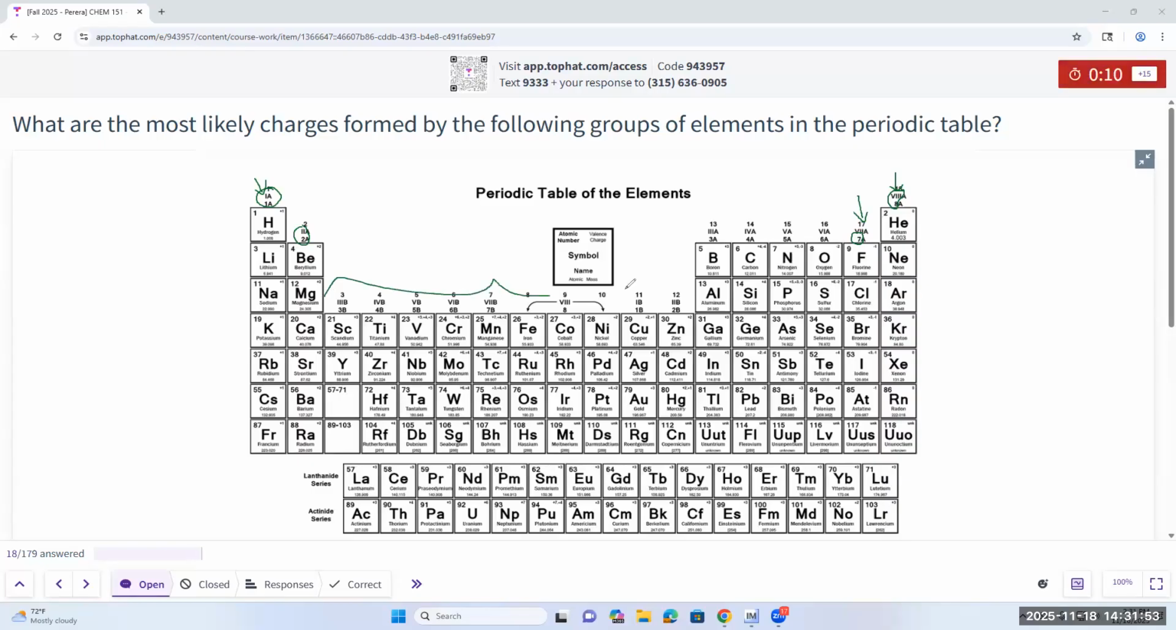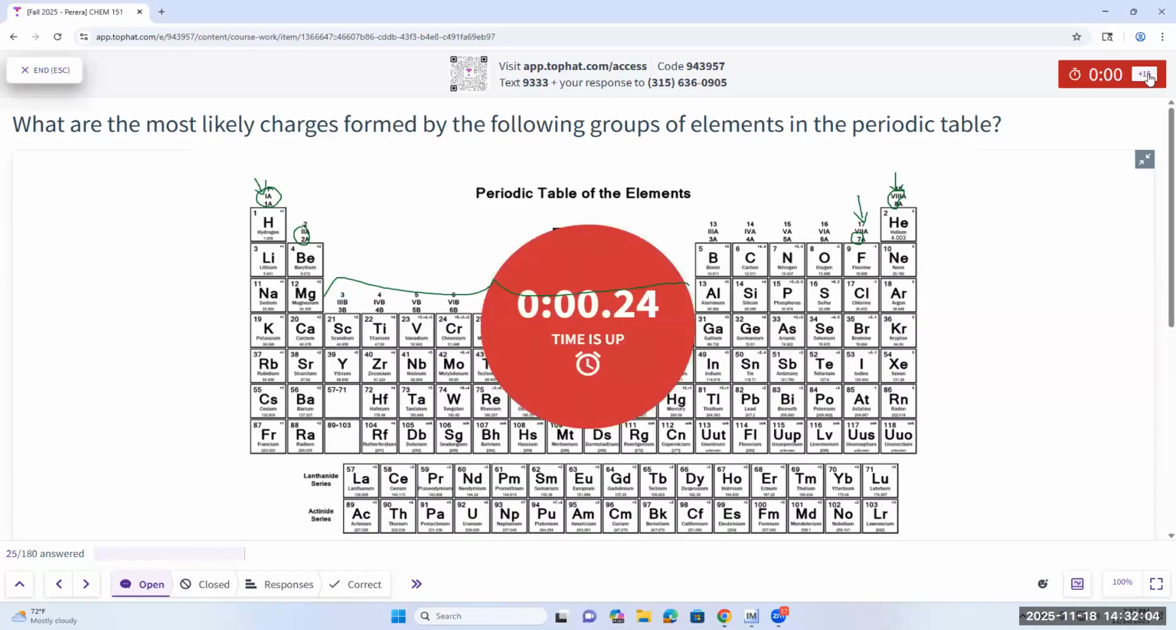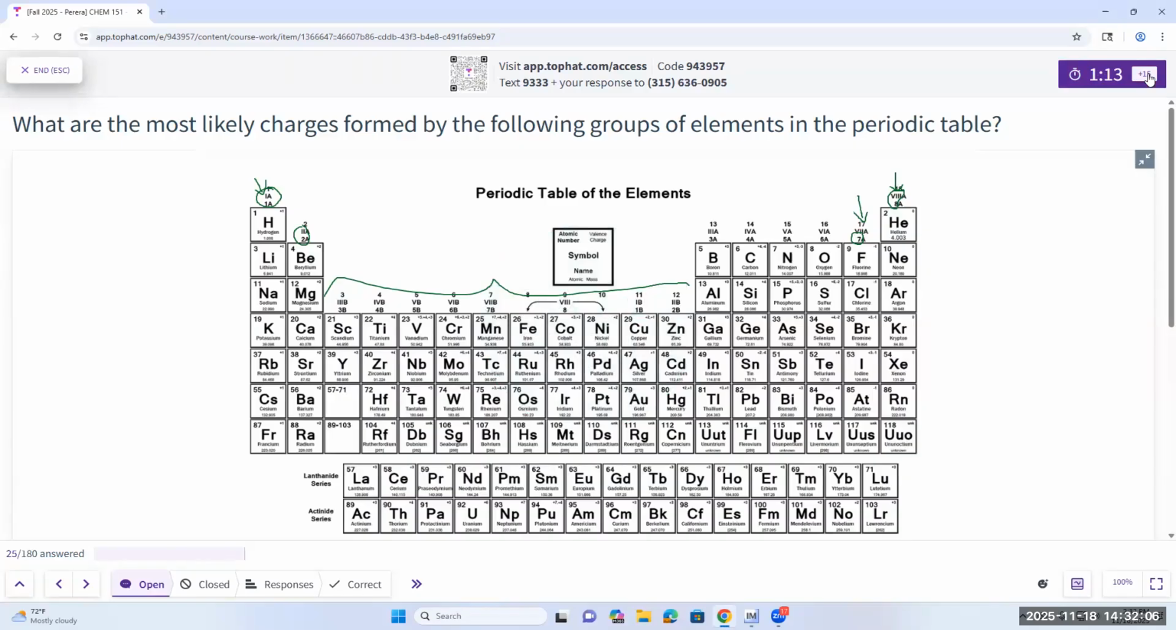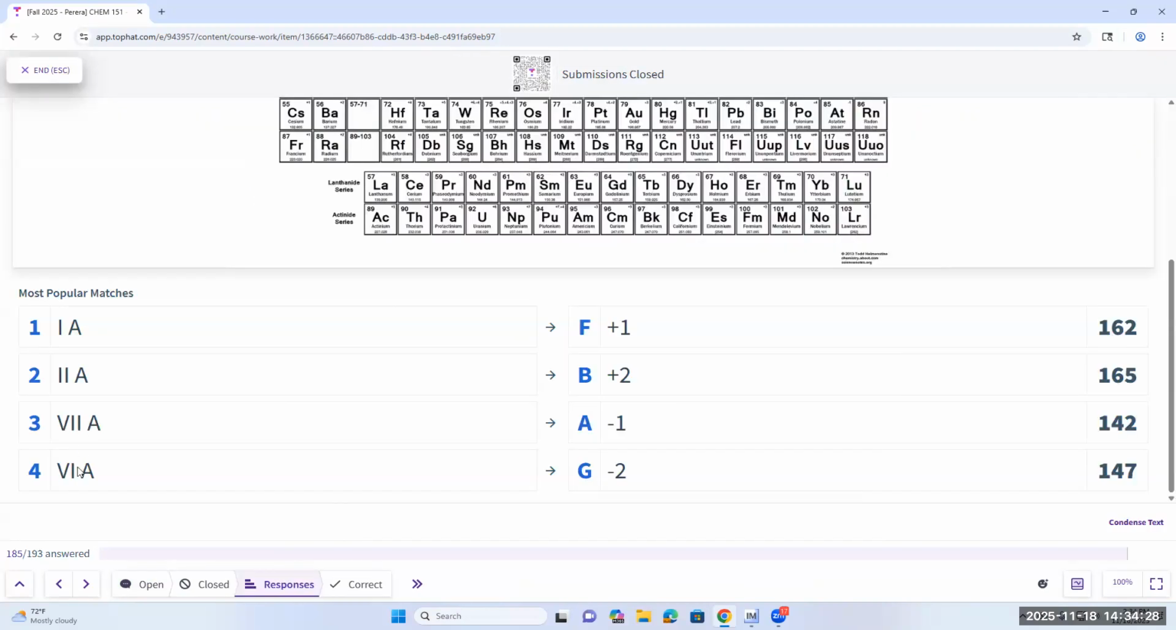So we can ignore these transition metals. They are B. So we don't worry about the Bs. Focus on the A groups only and answer this question. Go ahead. I'll give you a minute. Responses. Okay. For some reason, 7A and 6A is a little bit lower than 1 and 2A.